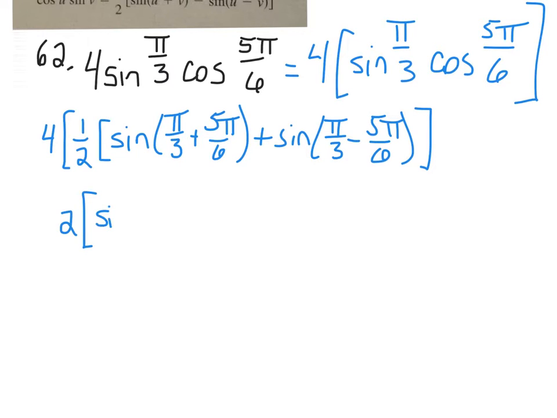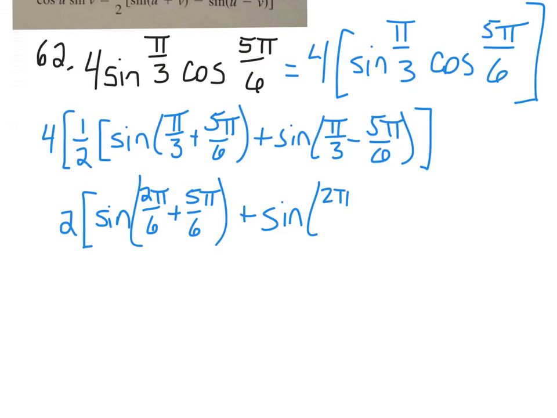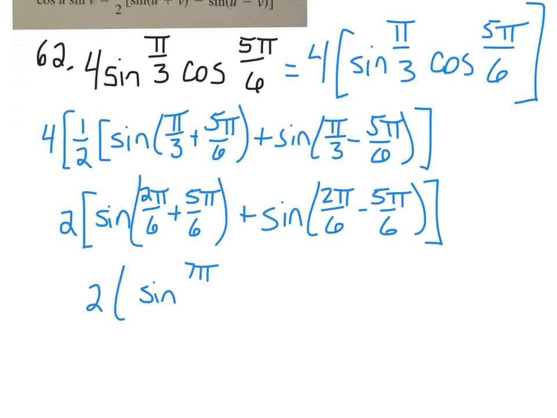We need common denominators. So then that's going to be 2 pi over 6 plus 5 pi over 6. And so then we're going to have 2 times sine of 7 pi over 6 plus sine of negative 3 pi over 6.